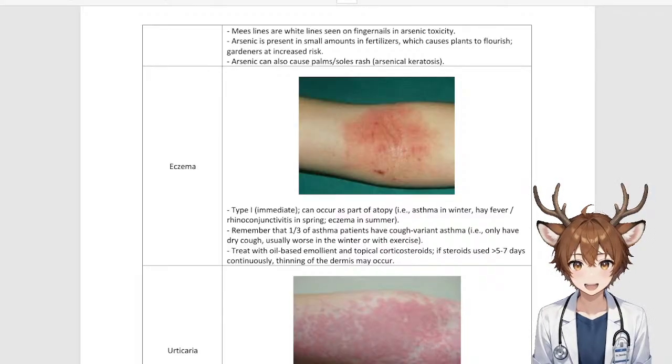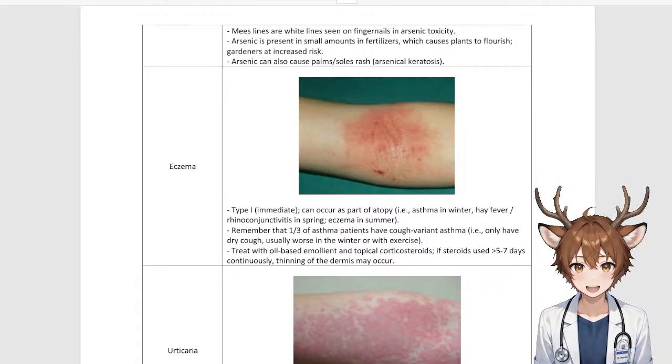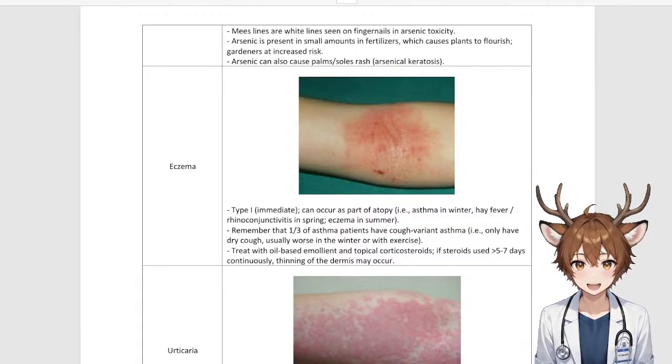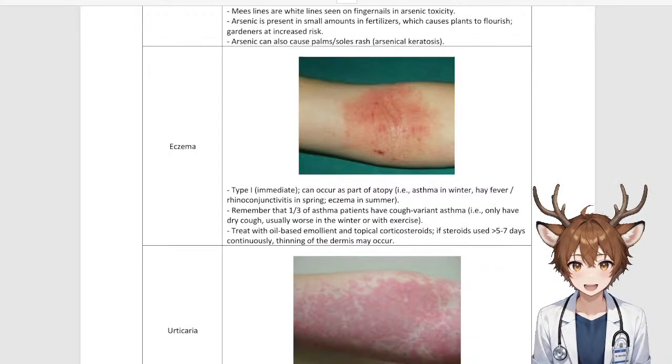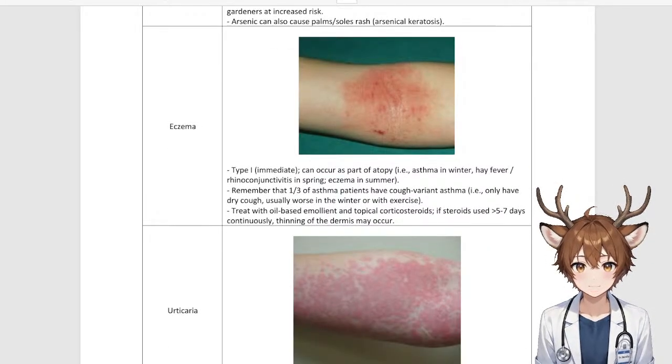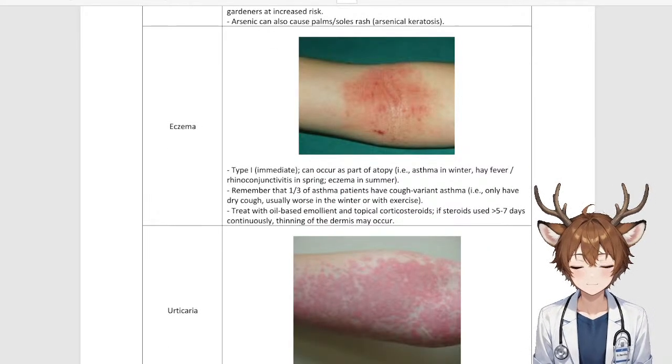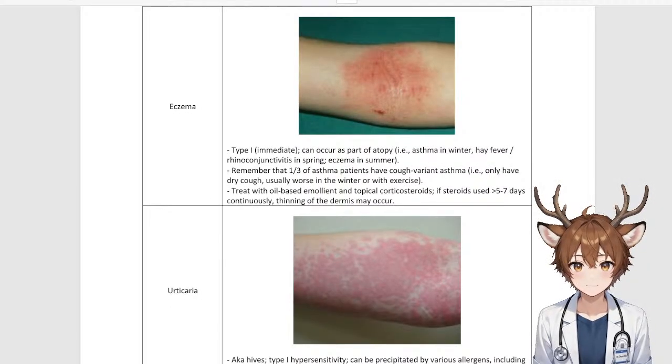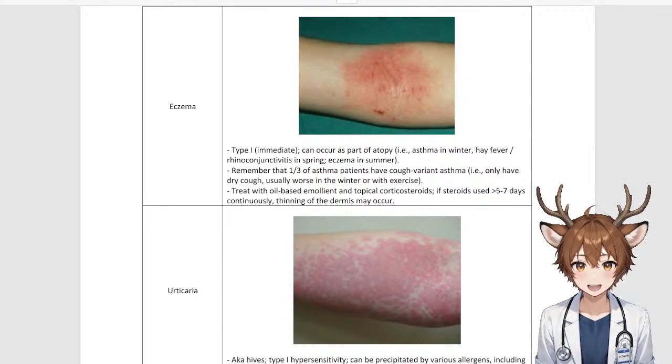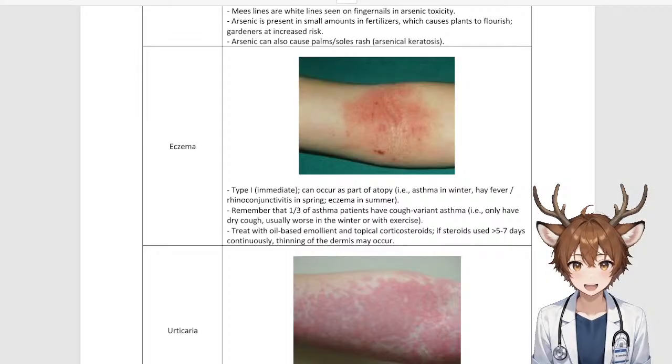You can use corticosteroids, and they say to treat with oil-based emollient and topical corticosteroids, and that can help with the condition. And it's saying type 1. I would assume they're talking about hypersensitivity because it's immediate.